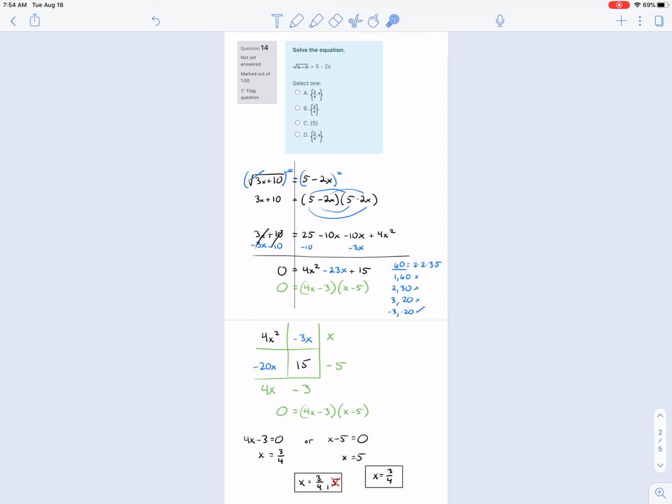So you see where the 3 by 4, A, was an option, but that would have led us astray. We had to check. So then I will go with B on that one, okay?